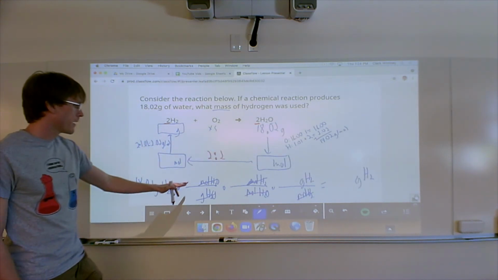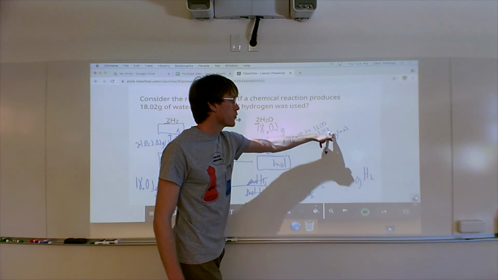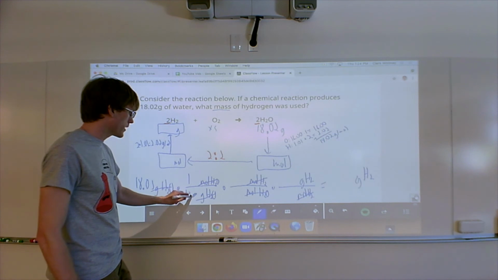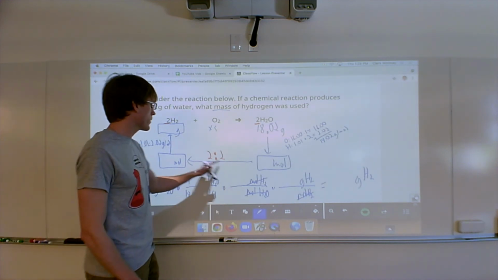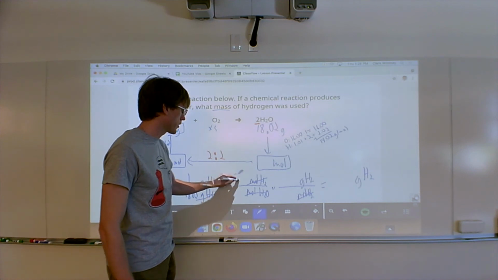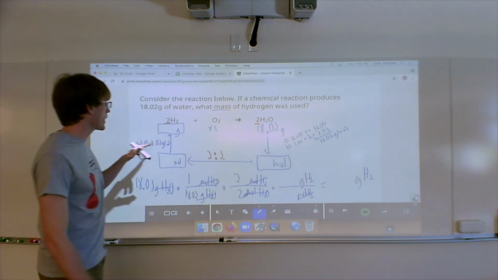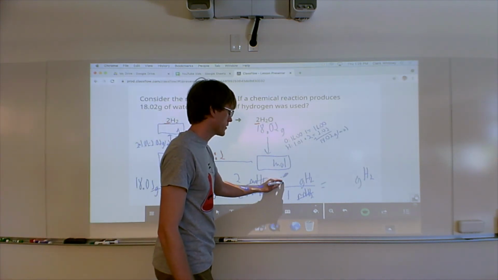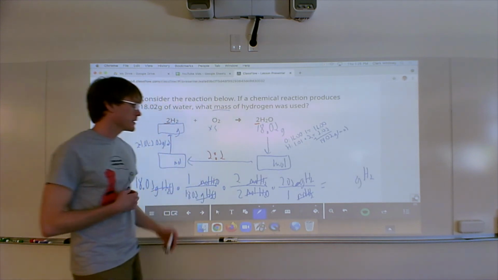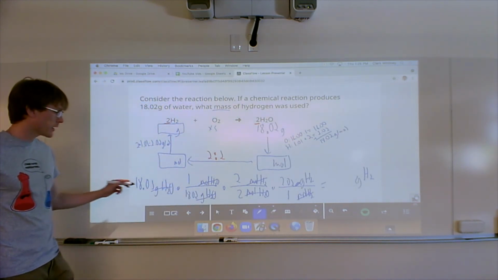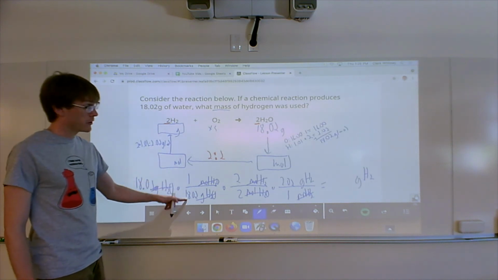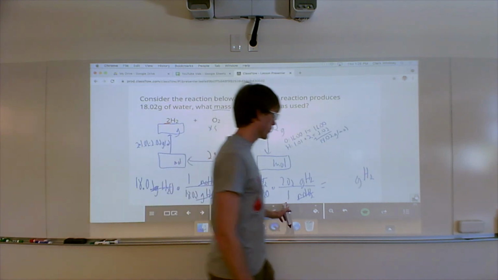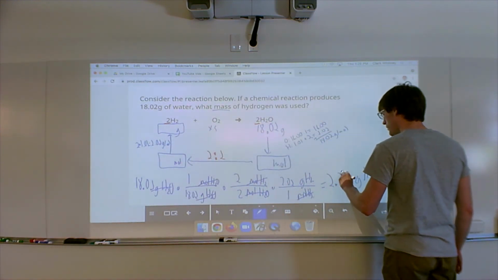Here come the numbers. Well, I know that it's 18.02 grams per mole of water. So 1 mole is 18.02 grams. And I know that we have 2 moles of hydrogen for every 2 moles of water, so I put a 2 over 2, and I know that every 1 mole of hydrogen is 2.02 grams. And there we go. From here, it's a matter of just plugging it in. 18.02 times 1 over 18.02 times 2 over 2 times 2.02 over 1 is equal to 2.02 grams of hydrogen.